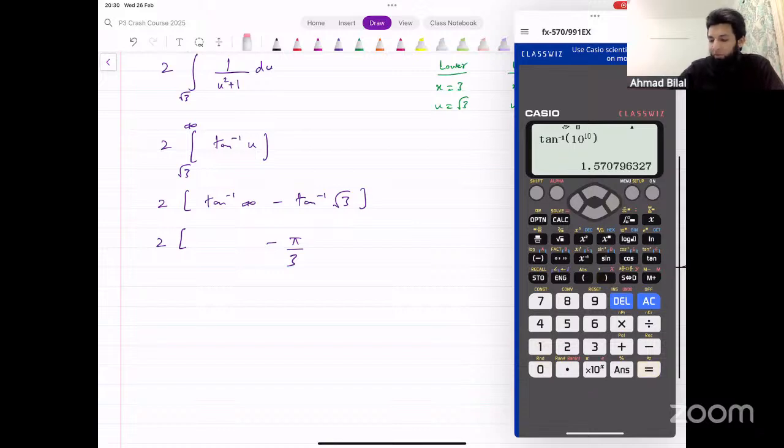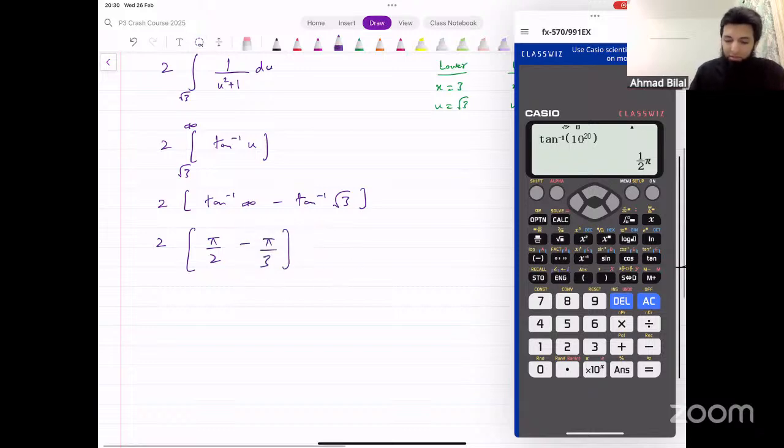It's giving me 1.57 here. That's half of pi basically. But if I increase this number, 10 power 20, now it gives me exact pi over 2. I can just use that value here. Pi over 2 minus pi over 3, and that should give us the result.